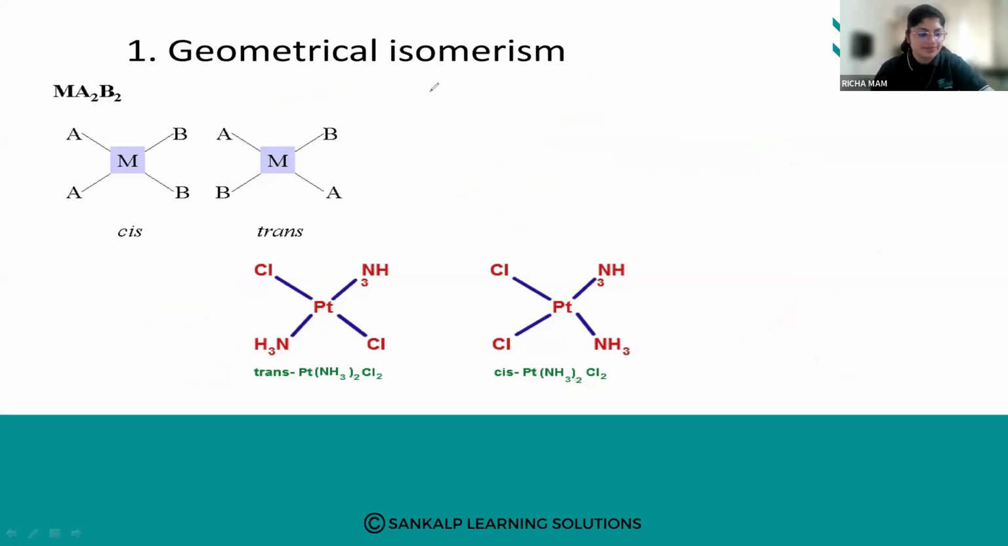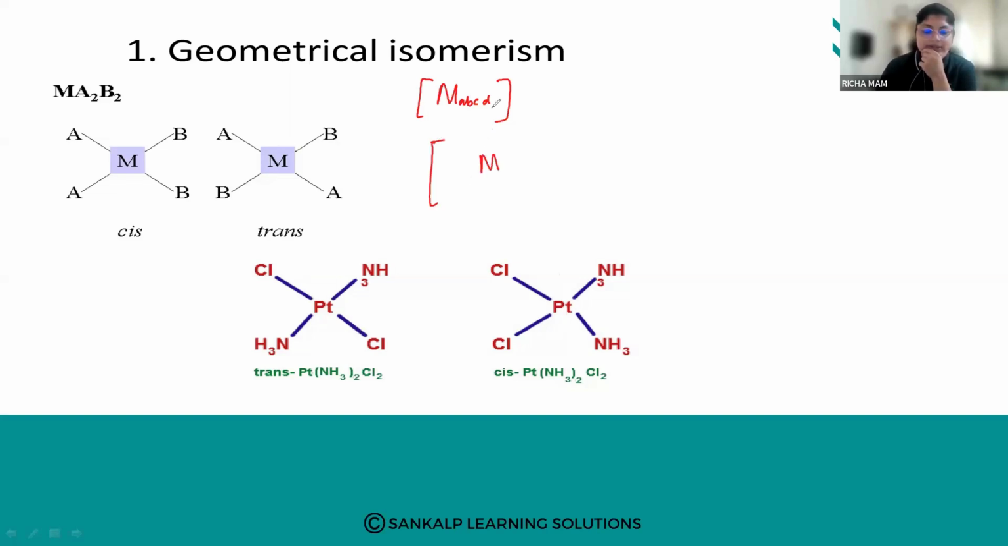Now suppose I have M, A, B, C, D. So I have 4 different ligands. A square planar complex with A, B, C, D ligands, that is 4 different ligands. In that case it will show 2 cis isomers and one trans isomerism. So how is it possible?